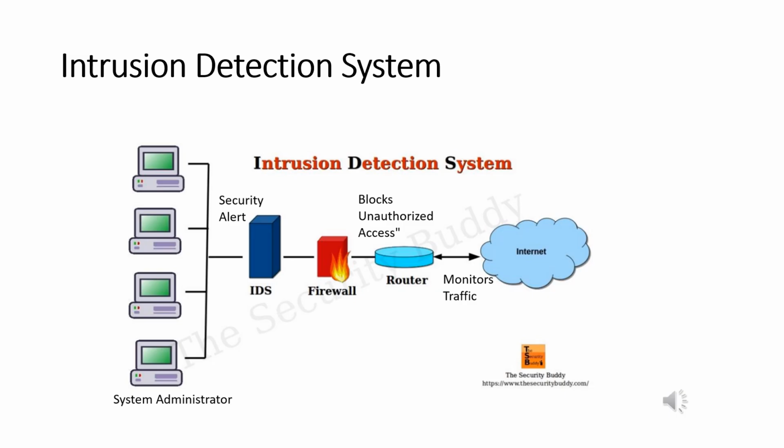If it sees something wrong, like someone is hacking or accessing something they shouldn't, it sends a security alert. That alert goes to the system administrator who's in charge of the network so that the administrator can take action. The IDS doesn't block the attack, it just detects and alerts the team.